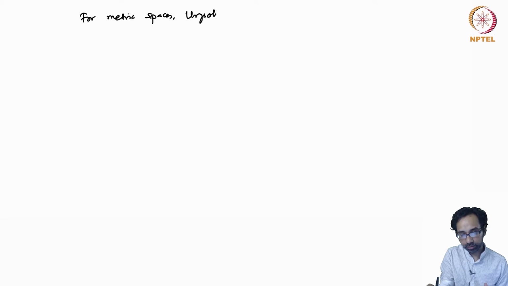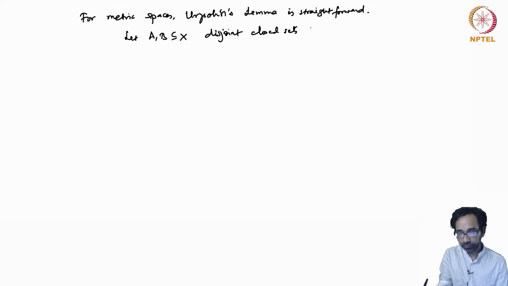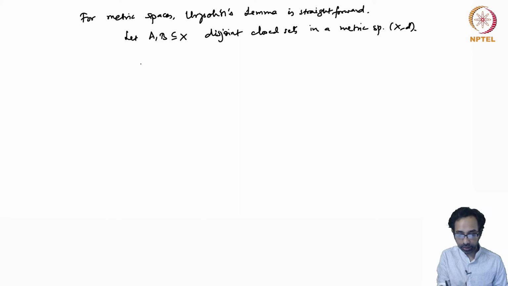So for metric spaces, Urysohn's lemma is straightforward, and this is because if you have two disjoint closed sets, so let A and B be disjoint closed sets in a metric space (X, d), then we can define the following function.